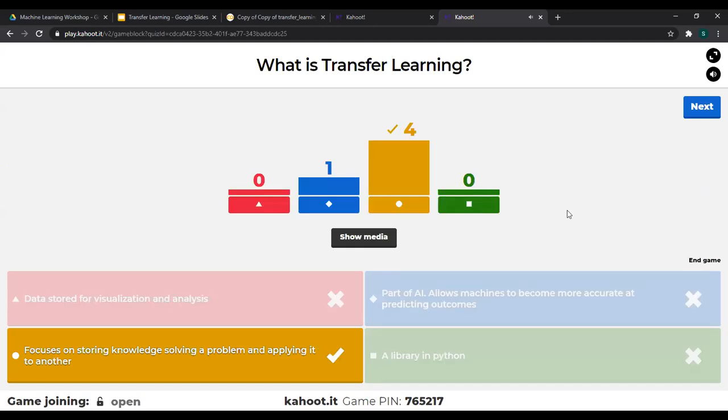Okay, so yeah, transfer learning is part of AI, that's true, but I meant that as allowing machines to become more accurate at predicting outcomes, which is machine learning. Transfer learning is part of machine learning, not vice versa, so yeah, that's wrong. It focuses on storing knowledge from solving one problem and applying it to another.